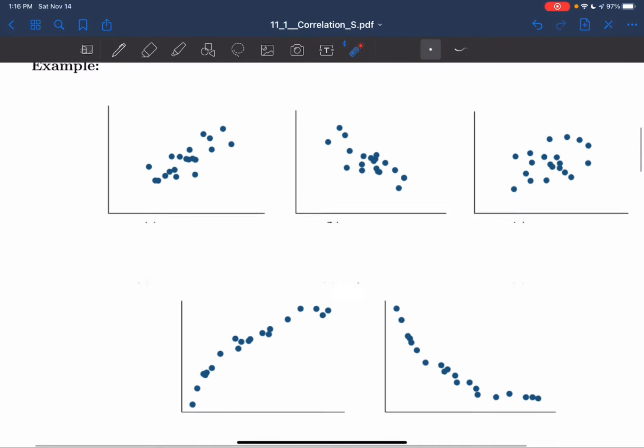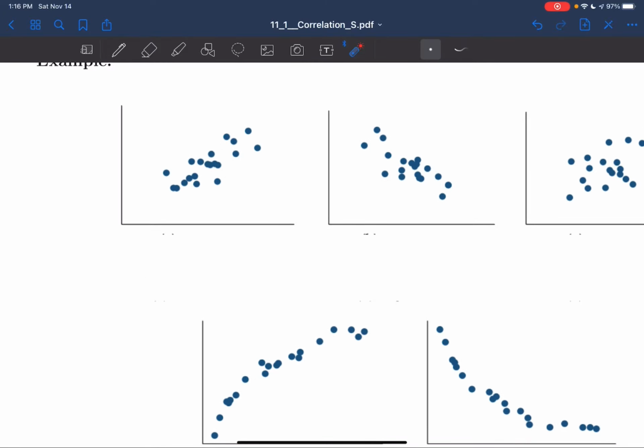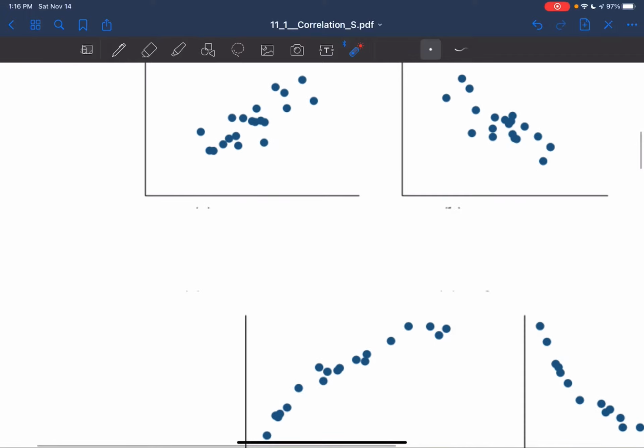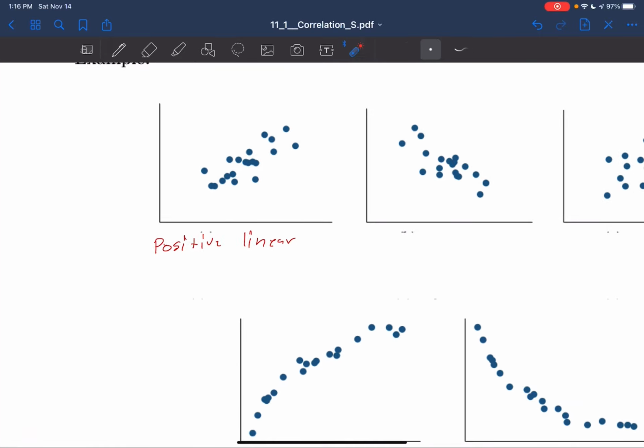So here, if you look closely, this looks like it's increasing and looks like it's kind of forming a line. So we could say from the graph that we have a positive linear relationship for this graph here.